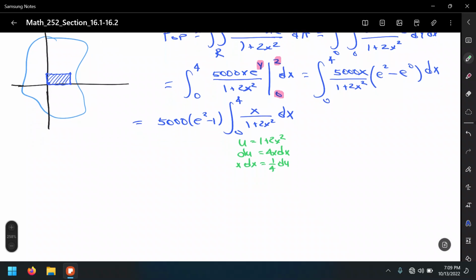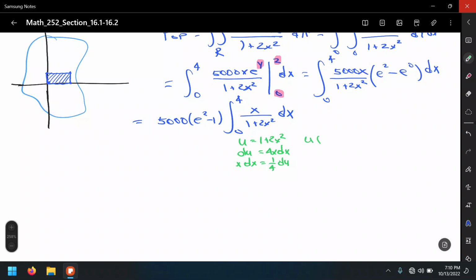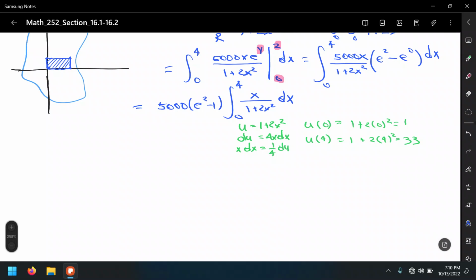All right, and if we change the limits to the world of u, u of 0 and u of 4, we should obtain, well, 1 plus 2 times 0 squared, 1 plus 2 times 4 squared. All right. Changing this limit, well, the first limit will become, the 0 becomes a 1, and what do we have here? 4 squared, which is 16. 16 times 2, that's 32. Plus 1, isn't that a 33? All right, so let's rewrite the integral in terms of u, along with the new limits.